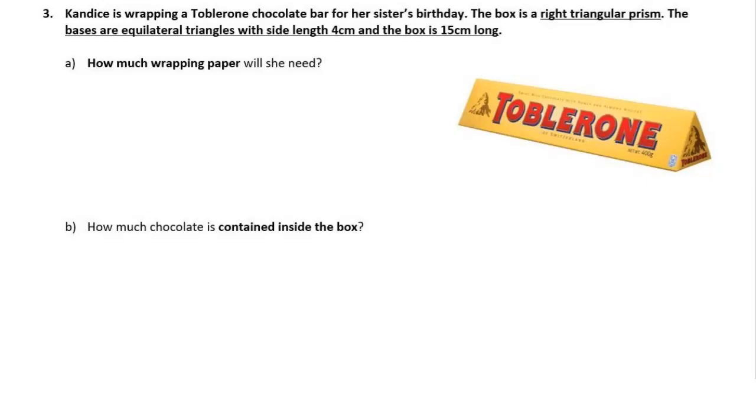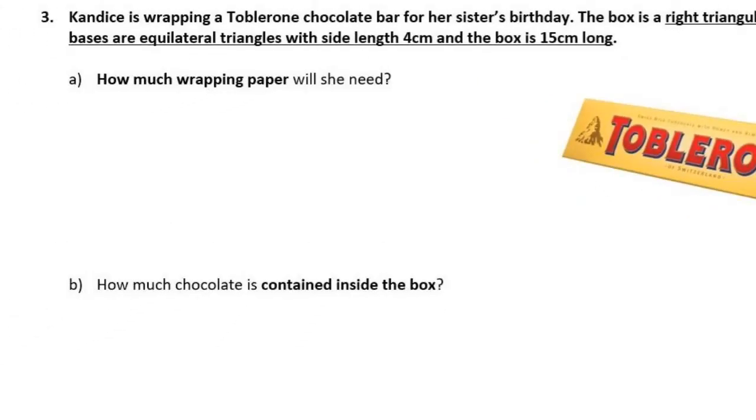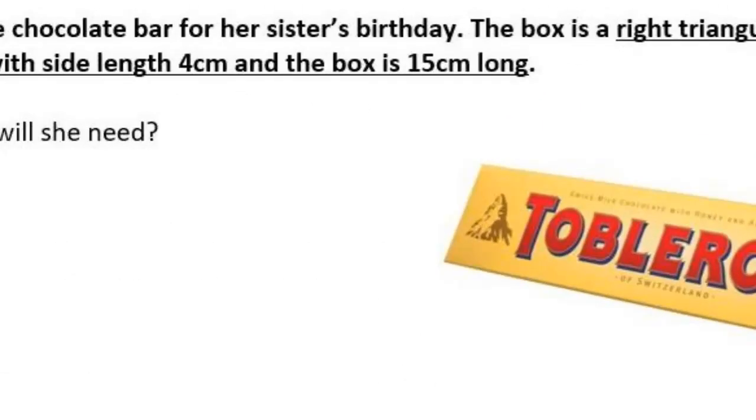All right, so starting with problem number 3, it says Candace is wrapping a Toblerone chocolate bar for her sister's birthday. The box is a right triangular prism. The bases are equilateral triangles with side length 4 centimeters, and the box is 15 centimeters long. All right, so let's take just that much information and put it on the picture.